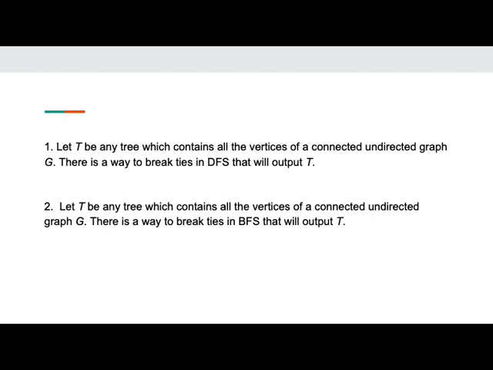I don't understand what the first sentence is. How do you construct that tree? All the vertices? You have an arbitrary tree. You can create a tree with these vertices, and we're saying this for any tree. So as long as it's a tree, and you have a graph that has to share the same vertices as this tree, there's a way to break ties in the DFS that will give you T.